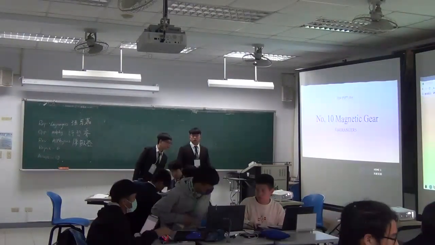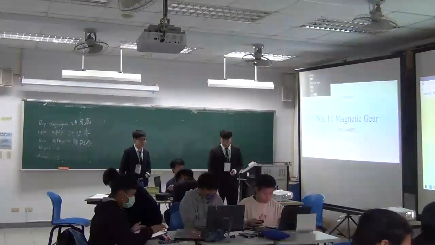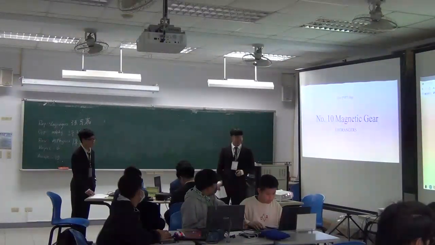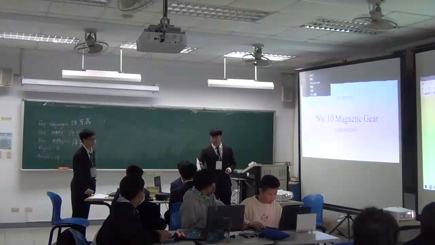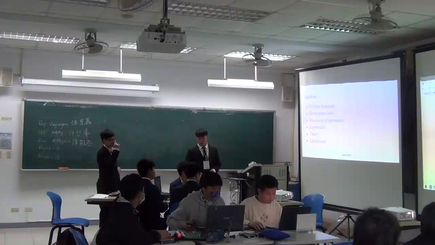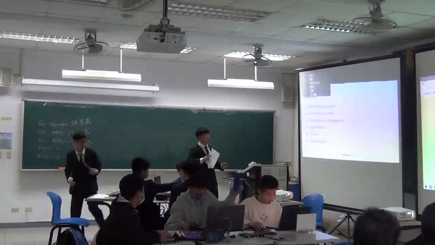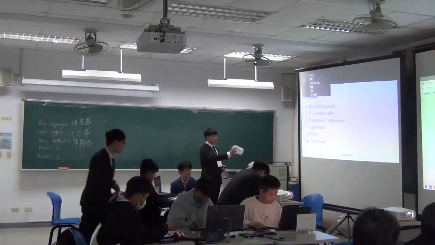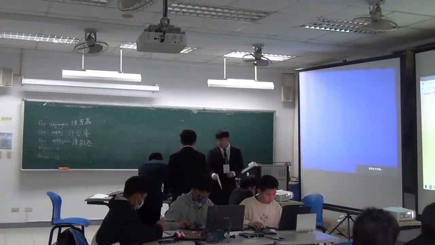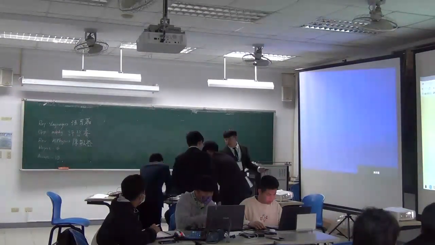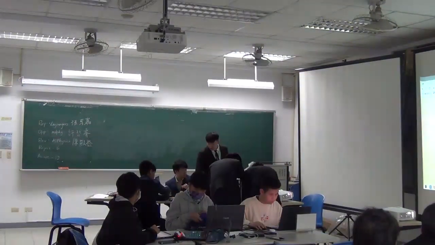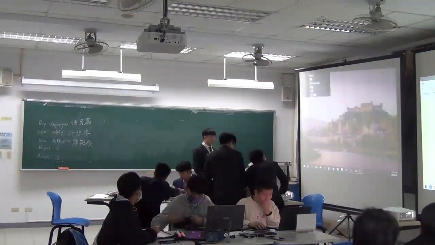Okay, reporter, please. Good afternoon, juries. Today, I'm the reporter of Team Lagrangers. Today, I'm going to report about problem number 10, magnetic gear. So this is our experimental outline. There will be the problem statement, and then the observation video, discussion of parameters, and then our experiment, and then we will conduct our theory, and then there will be our conclusion.